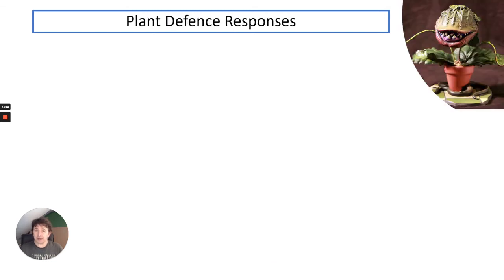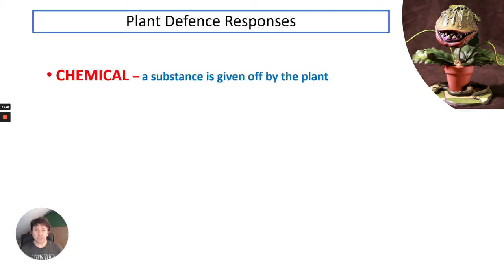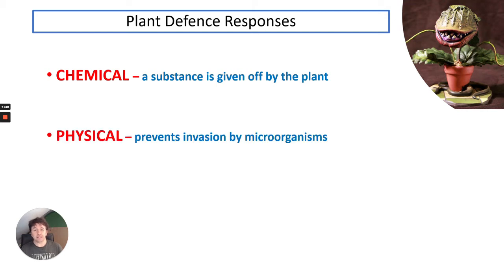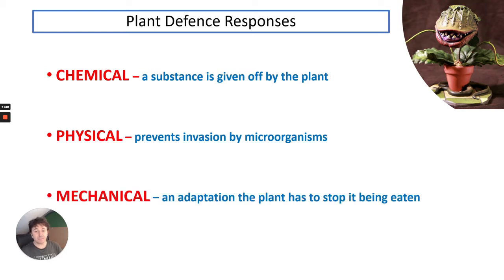Plants, though, have many ways of defending themselves from attack. The three main ones are they use chemicals, so these could be substances that are given off by the plant to deter herbivory by things like insects. You've got physical adaptations, so that prevents invasion. We'll talk about some physical methods in a minute, and also the mechanical ways, so an adaptation the plant has to stop it being eaten. So let's look at some examples.